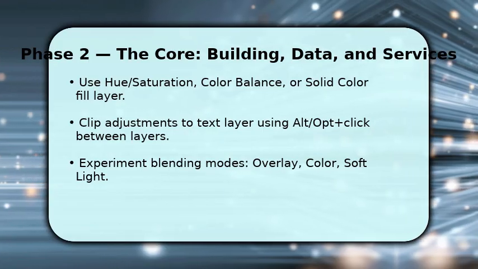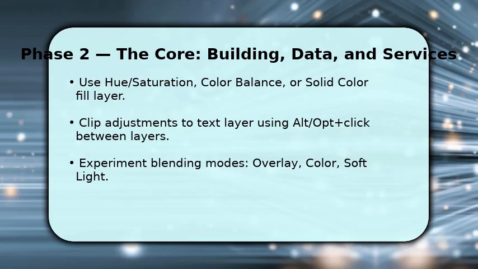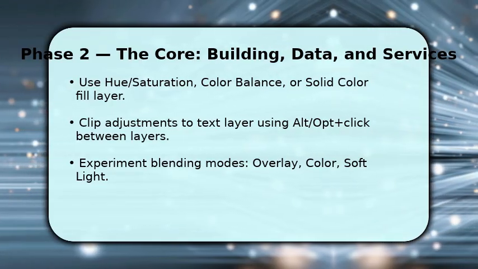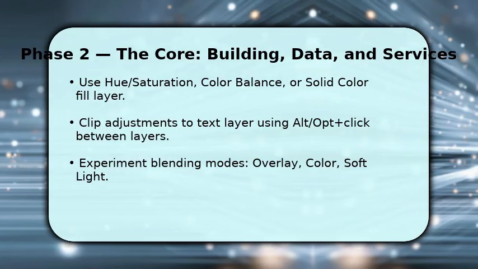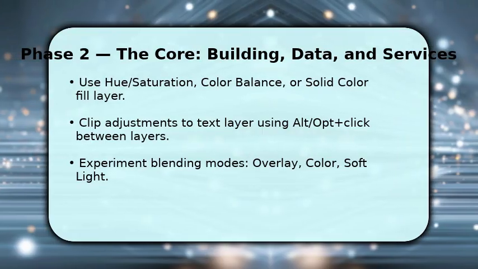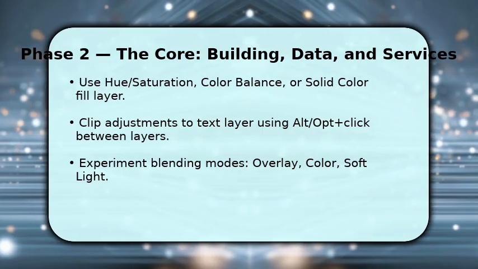You can also try color balance for precise shifts. Once clipped, tweak hue, saturation, and lightness. Make sure to test blending modes like color or overlay to preserve texture and shading. If the text is rasterized, use a new layer with clipping and paint with a soft brush.